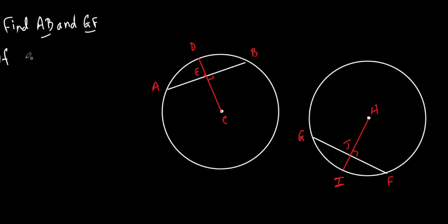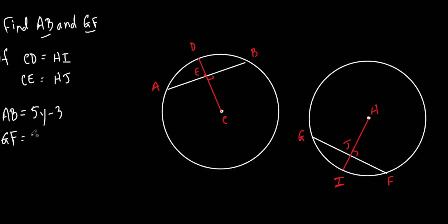They say if CD equals HI, and they also tell you that CE equals HJ, and they also tell you that AB is equal to 5y minus 3. They also tell you that GF is equal to 2y plus 9. I told you they'd probably put some letters in there, right? You got to solve for whatever they ask you to solve for.